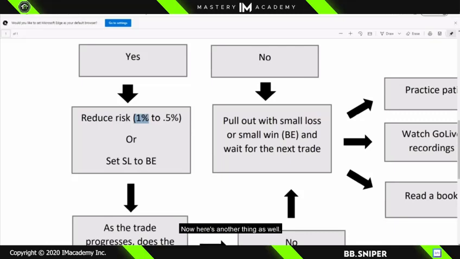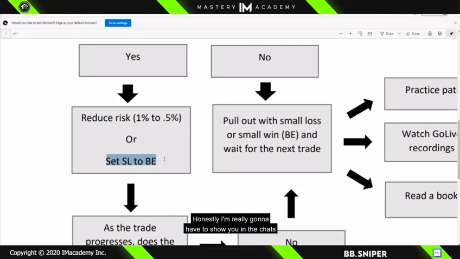Now, here's another thing as well. Or you could set the stop loss to break even. Now, this is where a lot of traders goof it up sometimes. I'm not perfect. Definitely better than I was 6 years ago for sure. But I think this is a big bump in the road for many people as well. It's when do I set the stop loss to break even, or when do I put the stop loss in profit, and things of that nature.